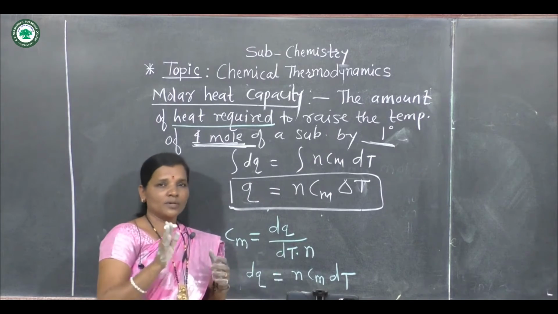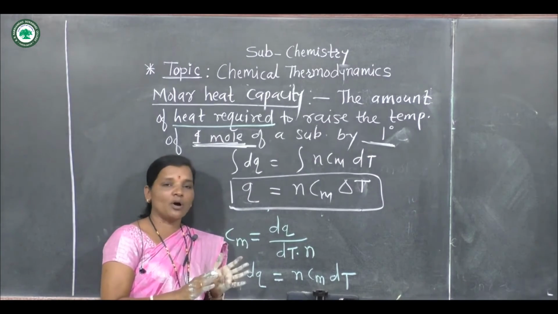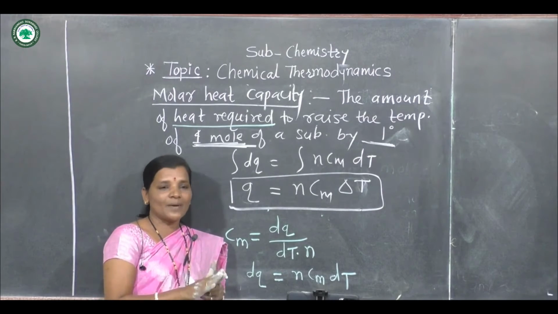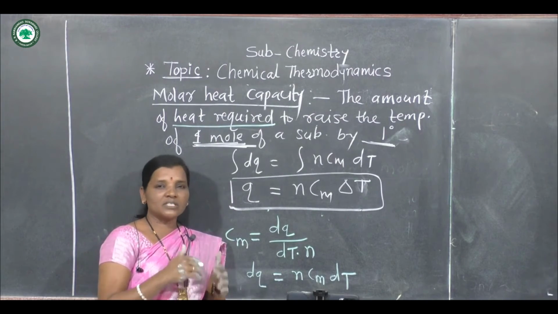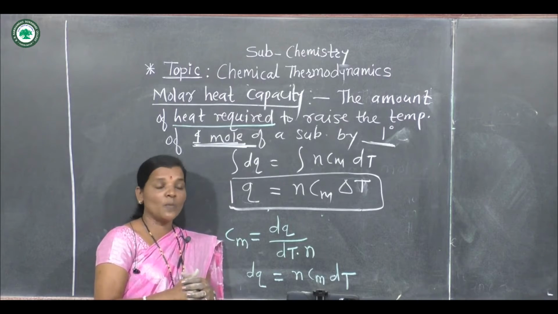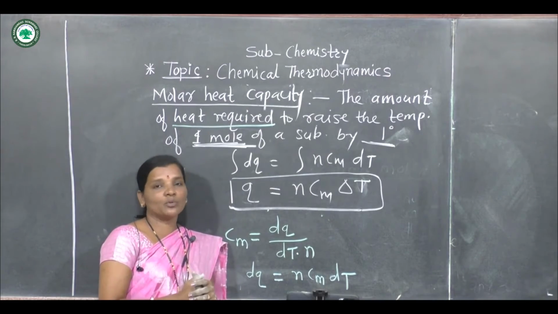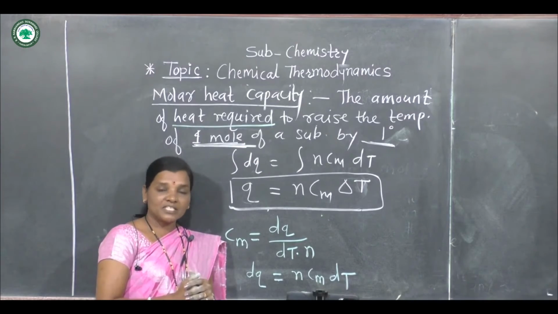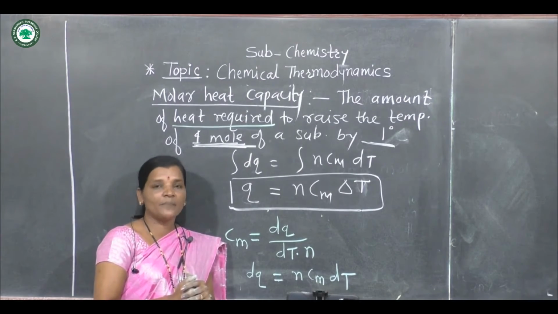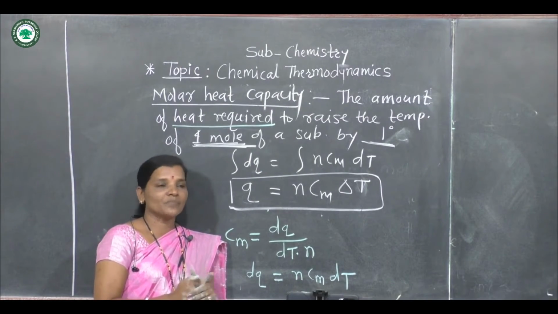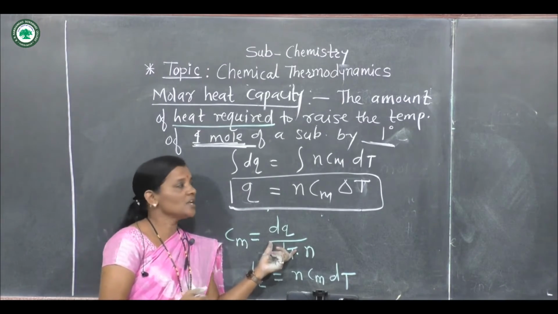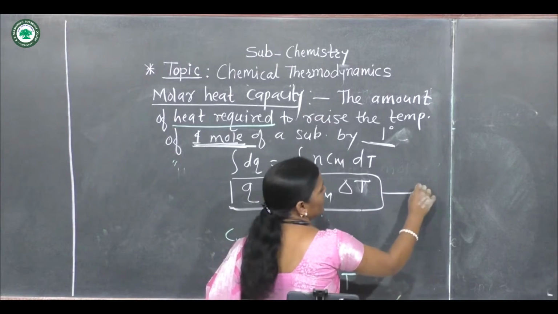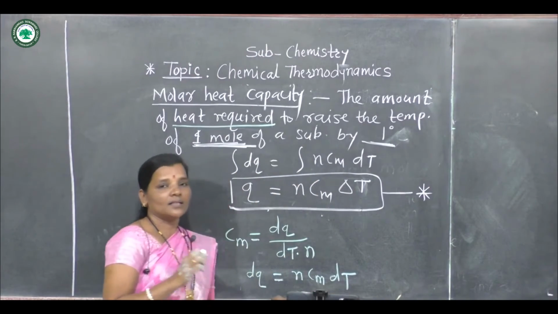So don't do any jumbling between the formulas of heat capacity, molar heat capacity and specific heat capacity. The formulas are somewhat the same, but there is some difference, so keep in mind the definitions with respect to heat capacity. Heat capacity per unit mass will give us specific heat capacity, and heat capacity per unit moles will give us molar heat capacity. These formulas are very important to solve the numericals.